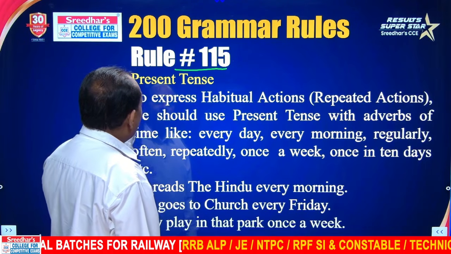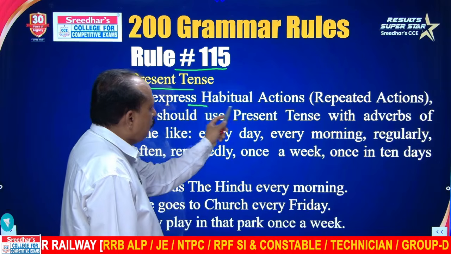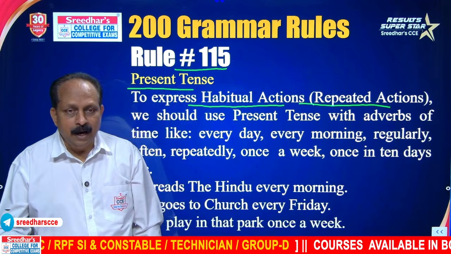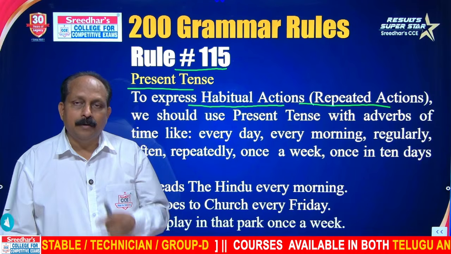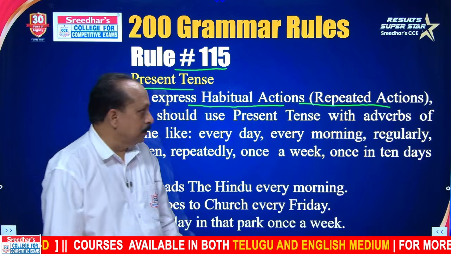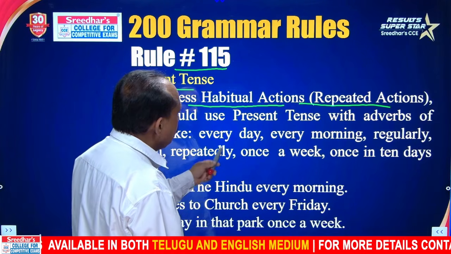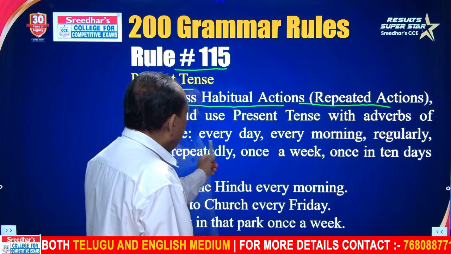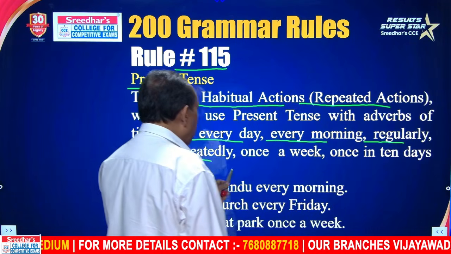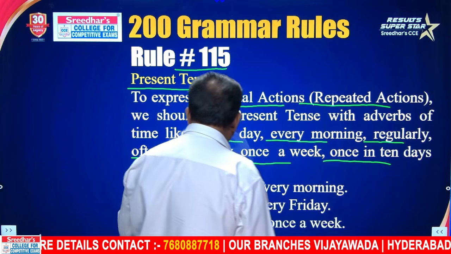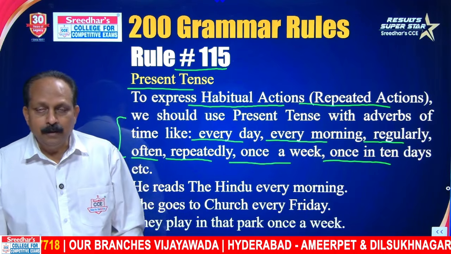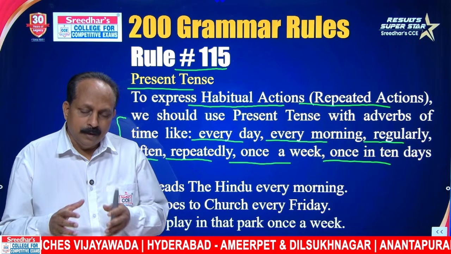We use present tense. What is the use of present tense? To express habitual actions. Many people think habitual actions means everyday actions. They need not be everyday actions, they are repeated actions: every day, every week, every month, once a week, once a month. We should use present tense with adverbs of time like every day, every morning, regularly, often, repeatedly, once a week, once in 10 days. This is like the rule part, in the sense of time phrases.